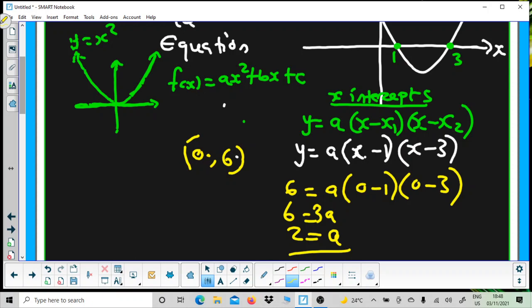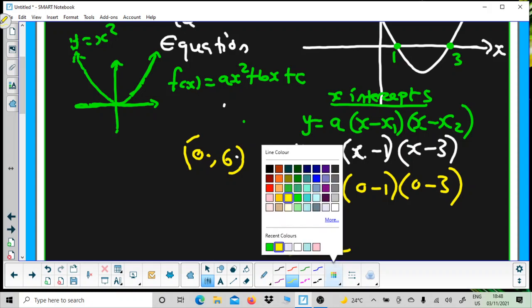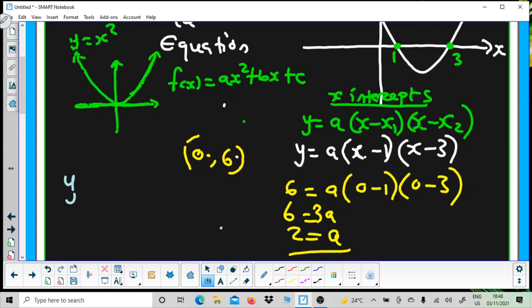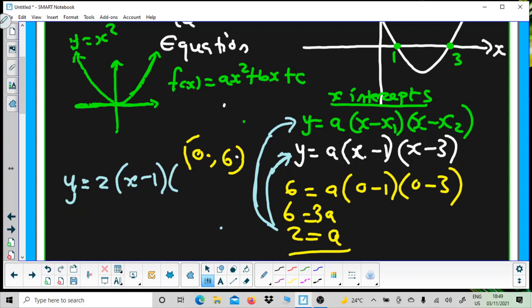So you have solved your a value by doing this. From here, what you're doing next is to try and find the equation. So you're going to go back to this step right there, and substitute 2. Put a 2 there in place of a, and then x minus 1, and x minus 3. Are you happy with this?